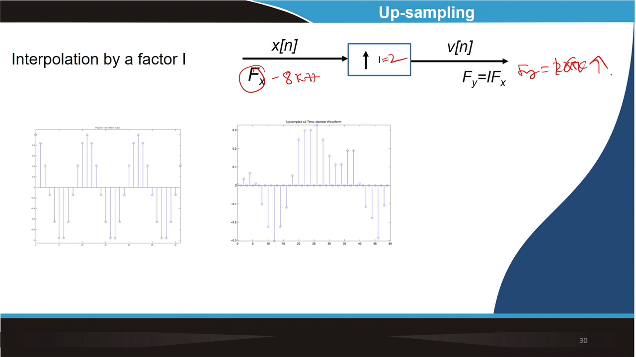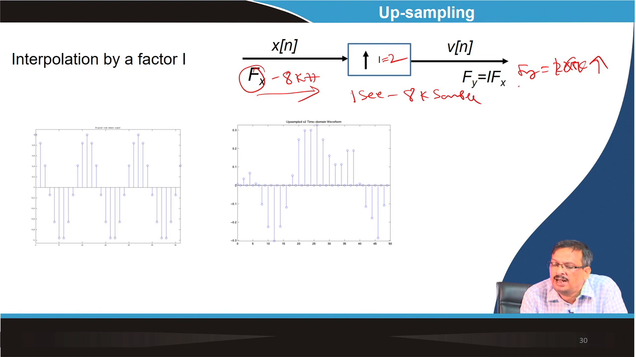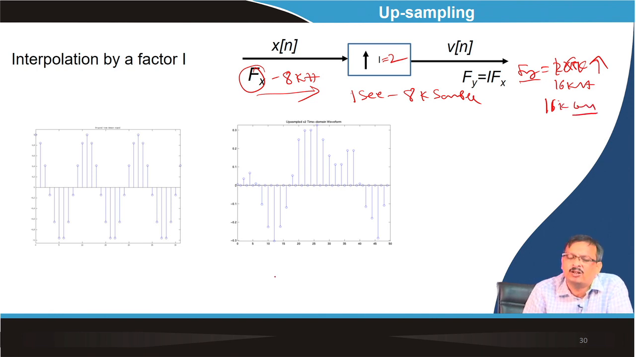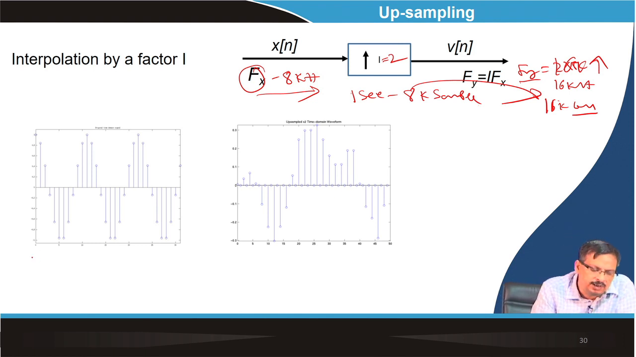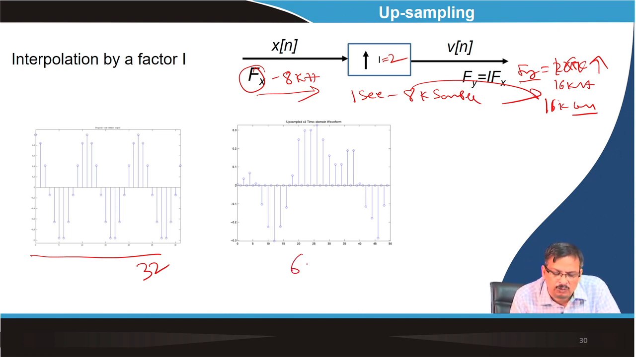So let us say I have a signal with fx equal to 8 kilohertz. So within 1 second of the signal there are 8k samples. Now once I make I equal to 2, then fy is equal to 16 kilohertz. So within 1 second I have 16k samples. So I have to double the number of samples. In the same example, if there are 32 samples, then to make it double the frequency, the number of samples should be 64.